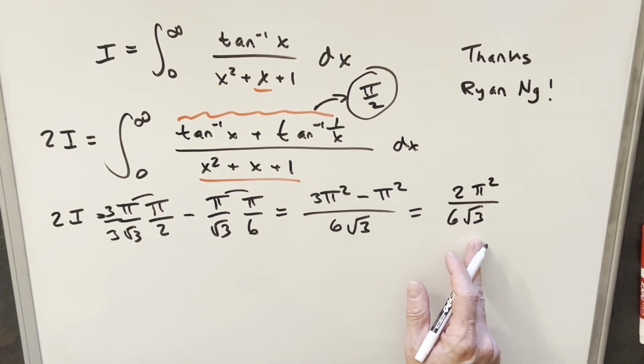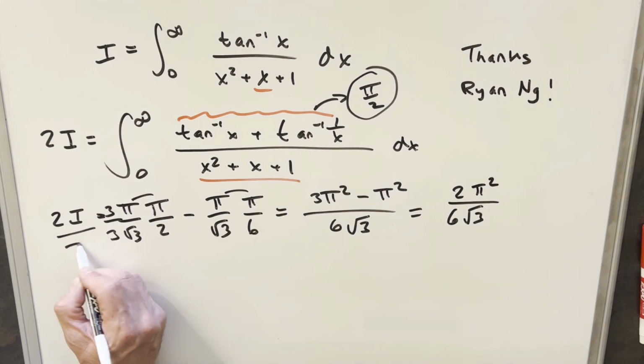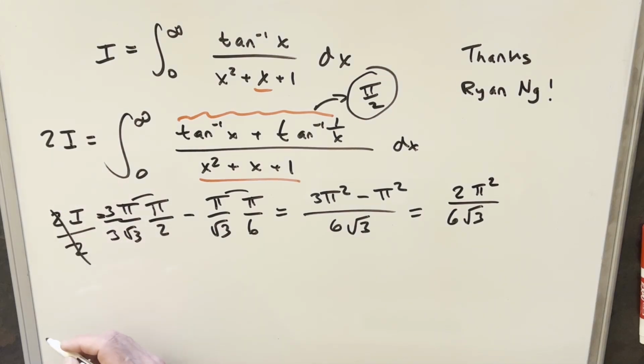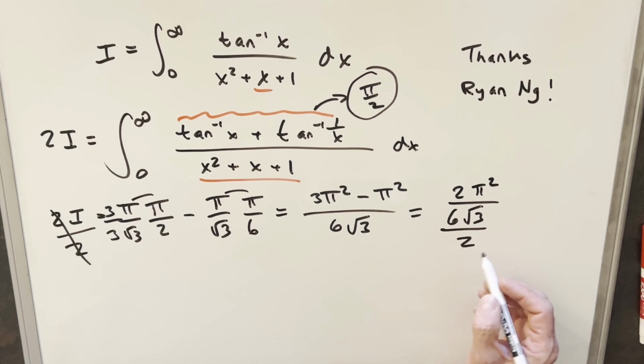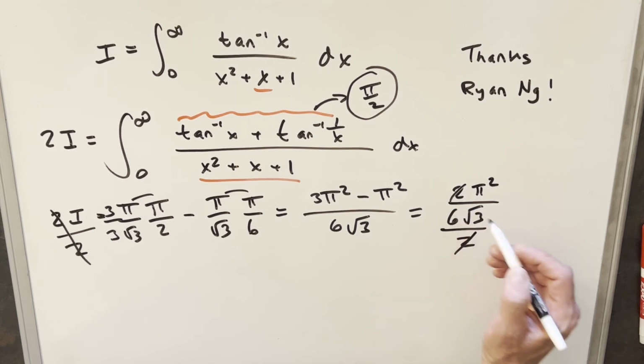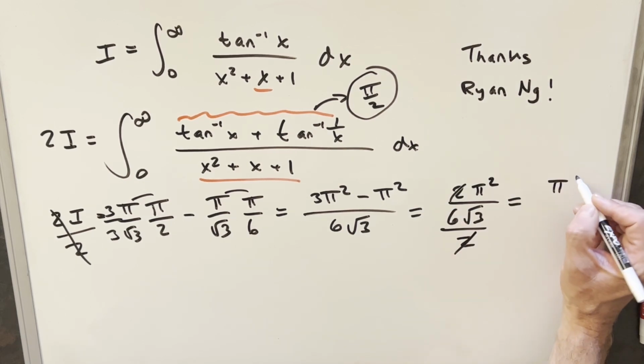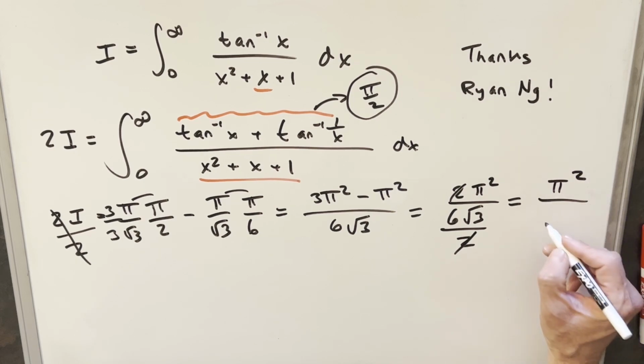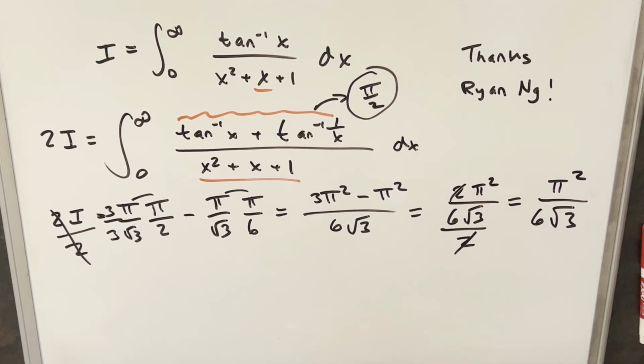And we're almost at our solution, but remember this is 2 copies of the integral, so I'm just going to divide by 2 on both sides. We'll divide by 2 here and divide by 2 here. This 2 is going to cancel with this, and that's going to give us our final solution. This is just going to be pi squared over 6 square root of 3.